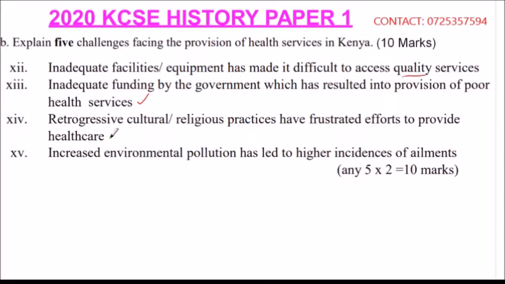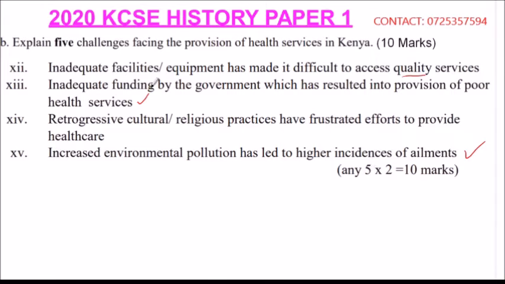Number 15, environmental pollution has led to a higher incidence of ailments. We have dump sites that are producing harmful gases, and therefore this has led to an increase in ailments, for example, chest diseases and so forth. We have other kinds of environmental problems, so that leads to other types of diseases.